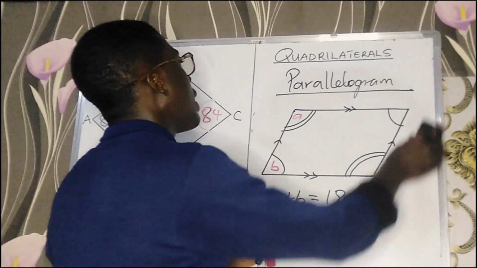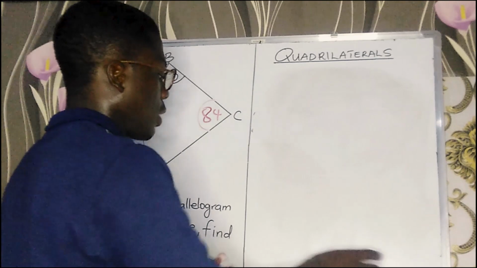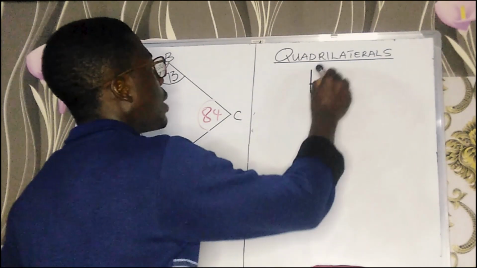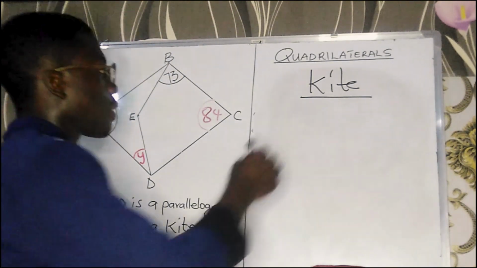Let's move on to our next type of quadrilateral, which is our kite. So we have kite.